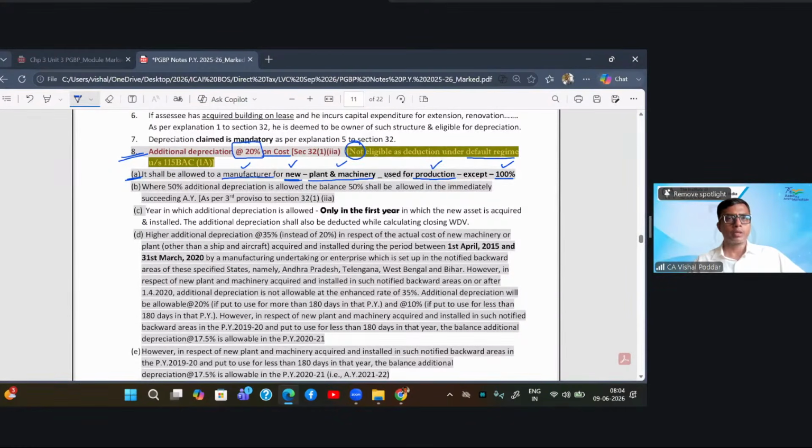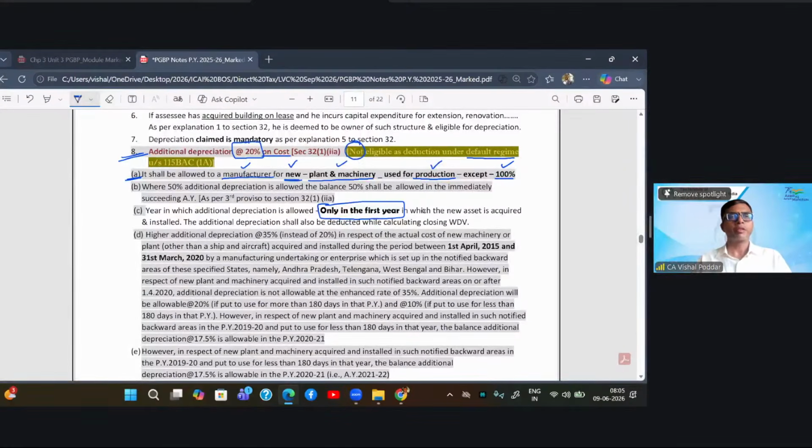Now, importantly, since it is saying it is allowed on cost, this point becomes important. Additional depreciation can be claimed only once. It is not allowed every year because once the year changes, the asset in the second year is as good as old asset now because you have already used it once. We allow it only on new asset, so it cannot be allowed in the next year. So it will be allowed only in the first year.